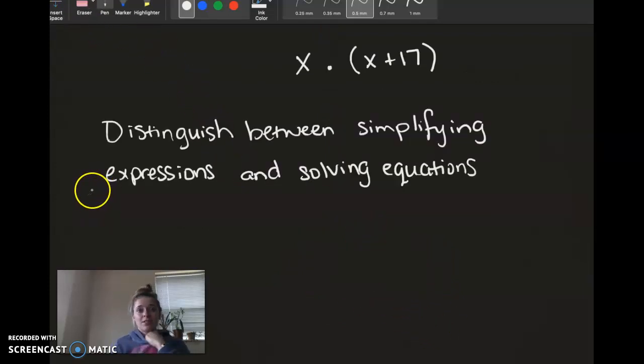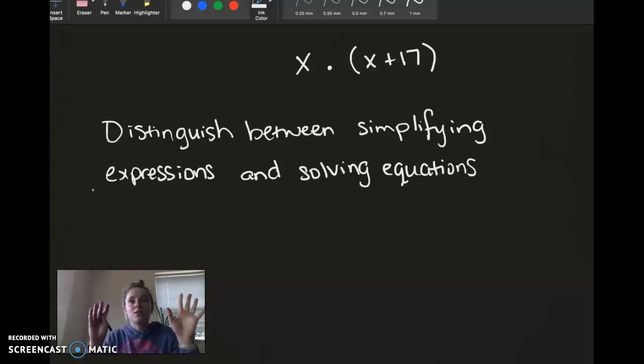The next thing in this section is distinguishing between simplifying expressions and solving equations. We talked about this a little bit in class, about being able to tell when you're looking at an equation and when you're looking at an expression. The goals of those 2 things are very different. It really comes down to, is there an equal sign? With an expression we're just simplifying what's there, and with an equation we're solving for the variable.